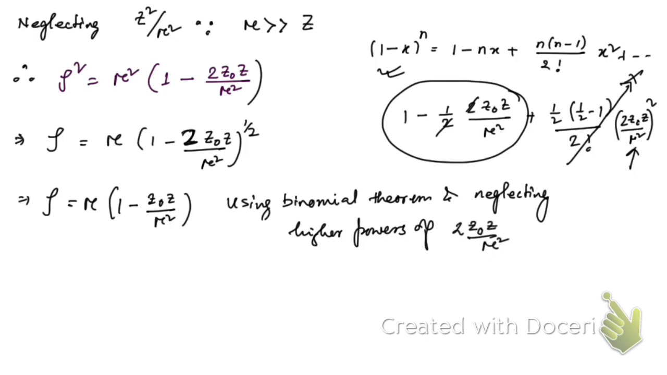Okay, so let me write this within bracket. Now r into 1, that's going to be r, and r multiplied with this, then r square will be cancelled with r. So we're going to get z naught z by r, right? That's what we have got. Okay, this is the value of rho.